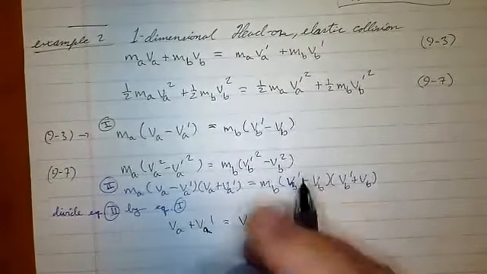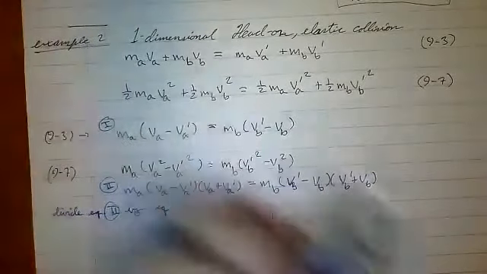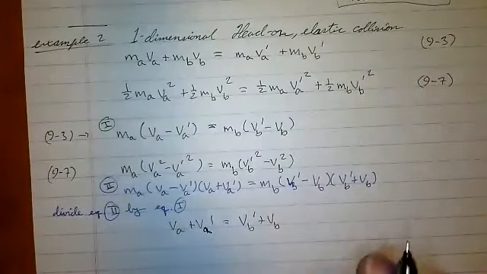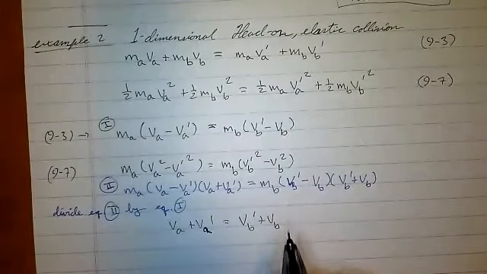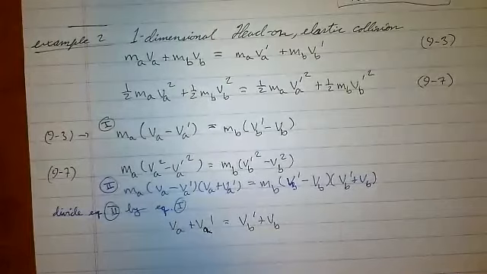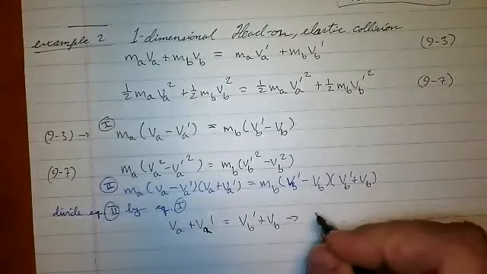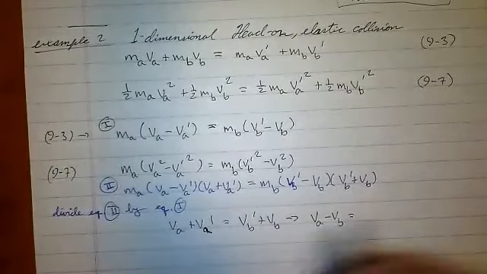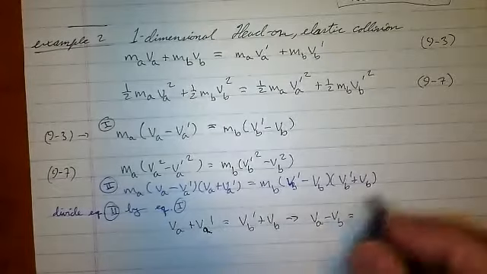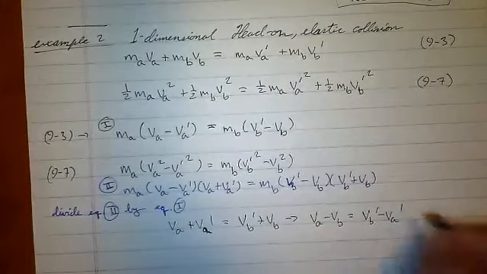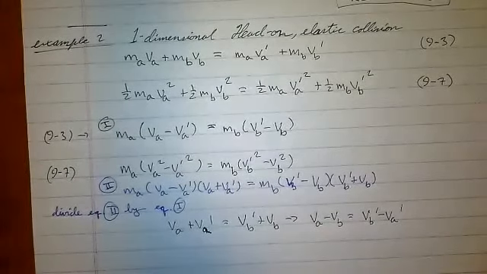Now that's not necessarily all that helpful of a form for me, but with a little bit of work, I can actually manipulate it a little bit and write something kind of helpful. So what I can do is write the difference in the initial velocities and how they're related to the difference in the final velocities. So I could, for instance, take this and say VA minus VB is equal to, so this came over here, that became negative. This comes over here, that becomes negative. So that's VB prime minus VA prime. So that's one thing I could do.